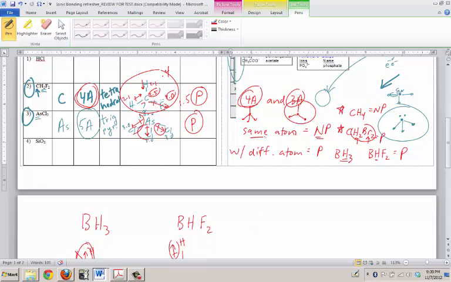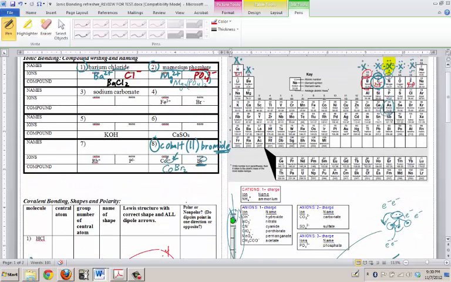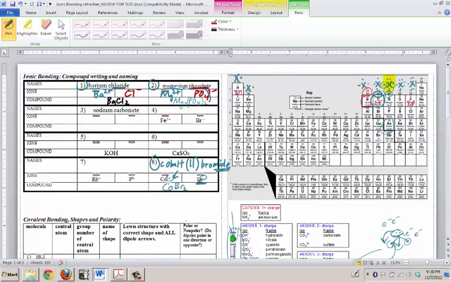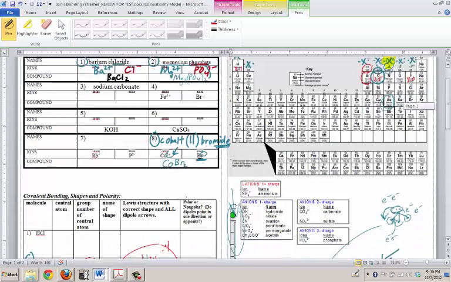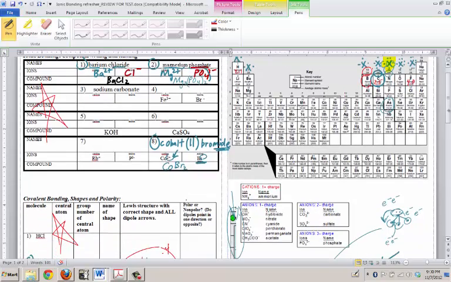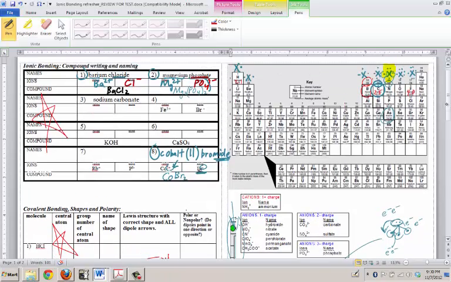So same atom on 4A, 3A, nonpolar; different, polar. Hopefully you find this useful. Check online. I'm going to have the complete answers for this and this. Try to work them out yourself before using this tutorial. Alright, hope it works for you.